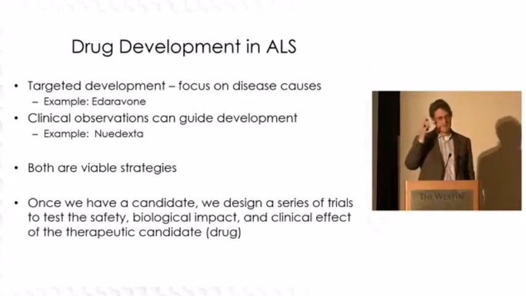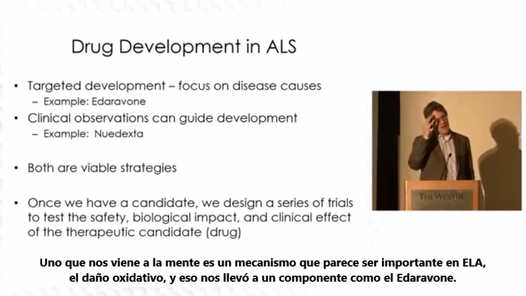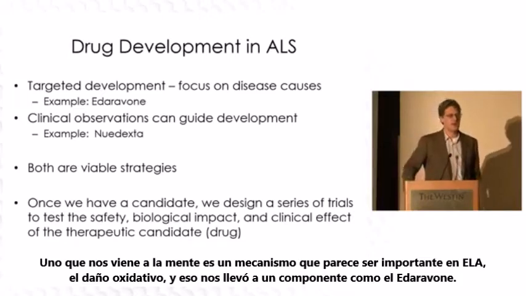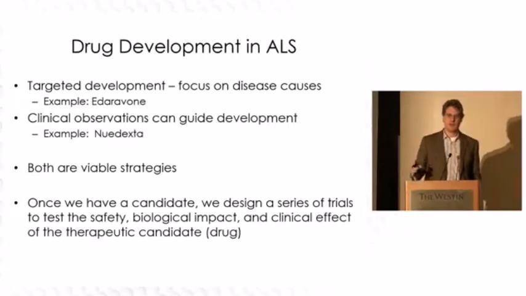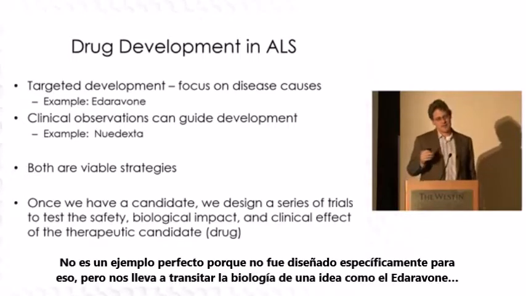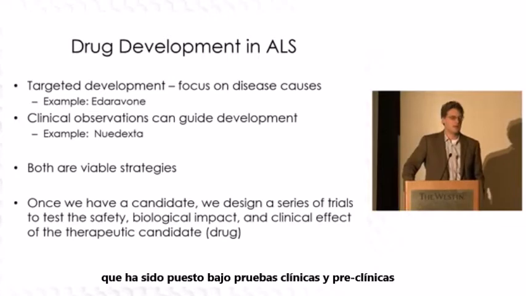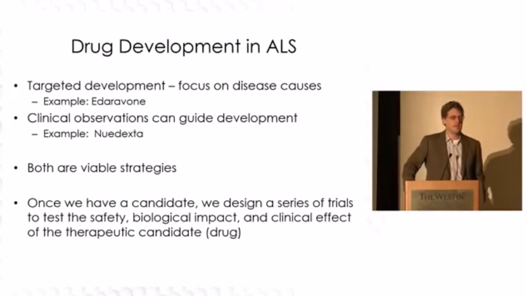One example that comes to mind is that a mechanism that seems to be important in ALS is oxidative damage, and that leads to a compound like edaravone. This isn't a perfect example because it wasn't designed specifically for that, but that biology leads to an idea of something like edaravone, which you then put into preclinical and clinical testing.